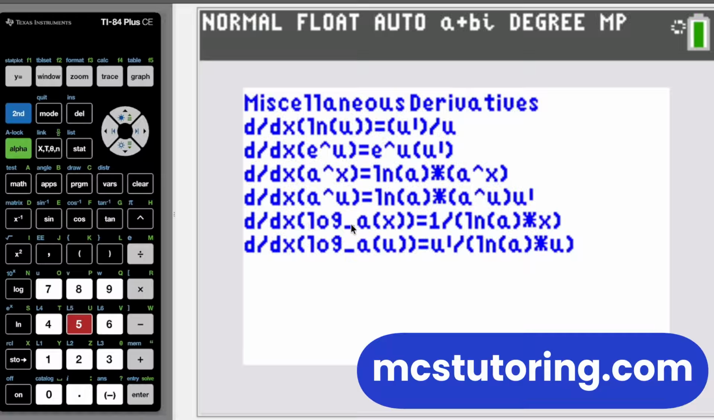So just so you're familiar or not familiar with the notation, the derivative of log base a of x equals 1 over ln of a times x. That whole thing is in the denominator here. And if it's the derivative of log base a of u, it's u prime all divided by the product of ln of a times u, just so you know.